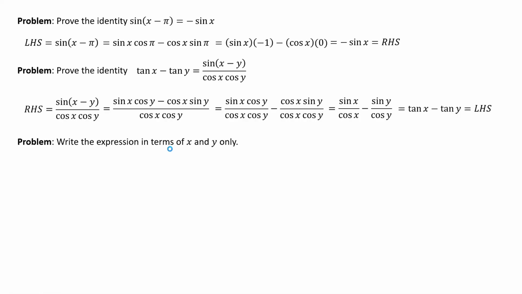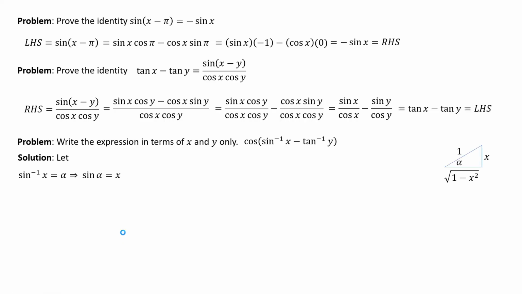Done. Cool. Write the expression in terms of x and y only: cosine of sine inverse x minus tan inverse of y. Very important problems. Okay, cosine of the quantity sine inverse x minus tan inverse y. Let's say sine inverse x equals alpha, right? And so sine alpha must be equal to x.